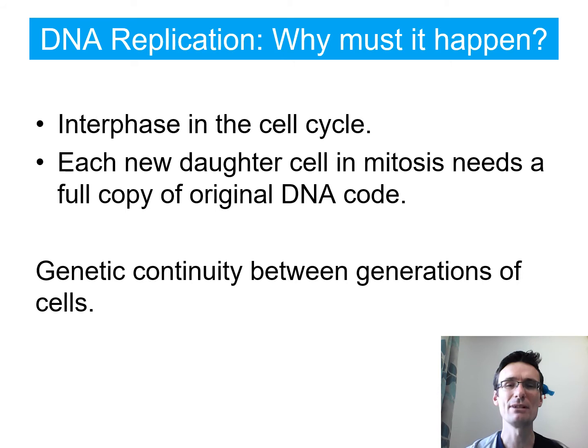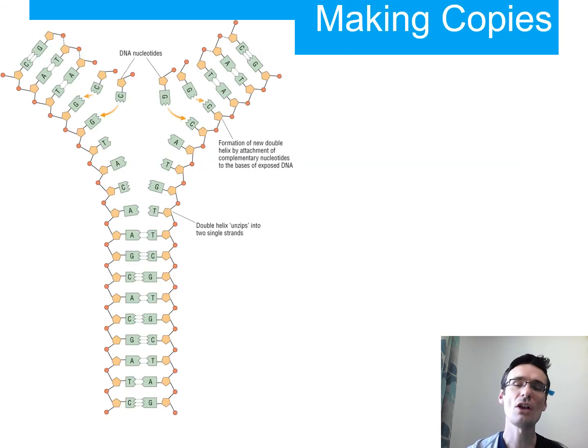So this happens during interphase, and obviously each new daughter cell will need that full copy of DNA so it can become the same cell in mitosis, which we use for growth, to replace cells, and also in asexual reproduction of some organisms. And this allows the genetic continuity between generations of cells, and obviously eventually that will lead to new generations through meiosis. So let's have a look at that.